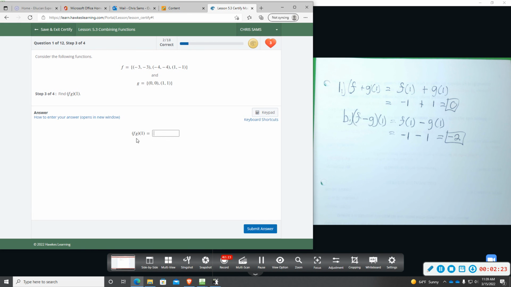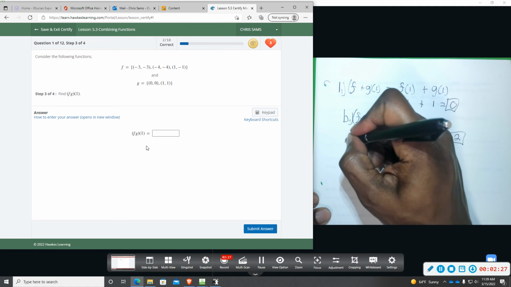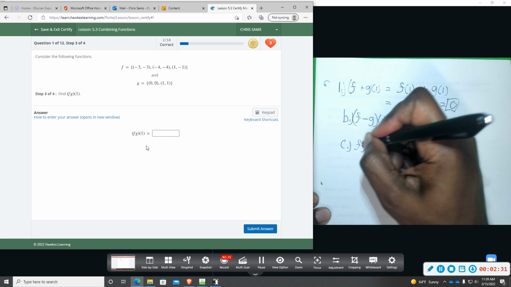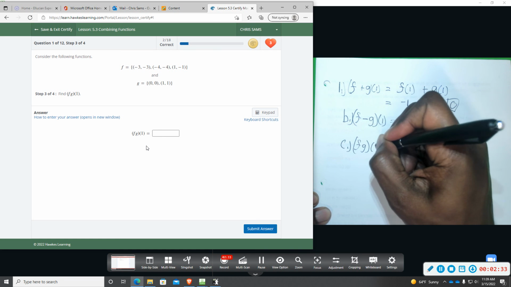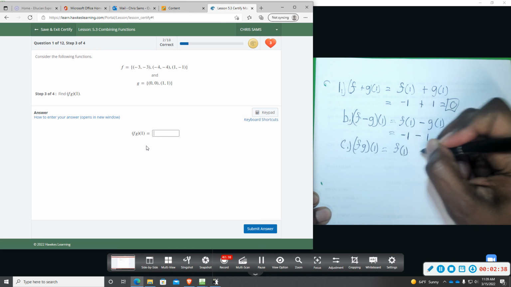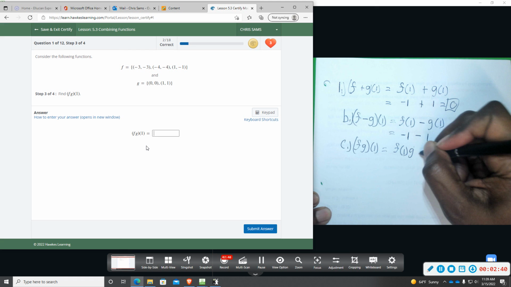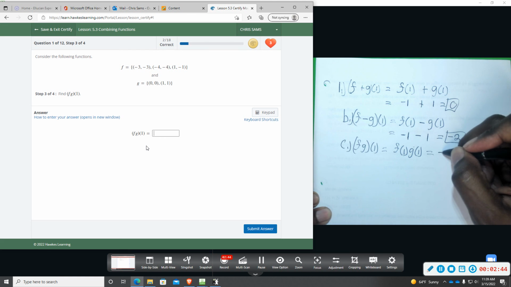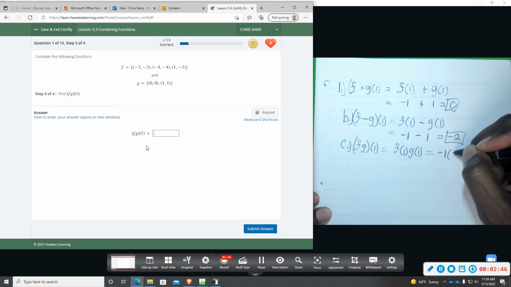All right, this time we're going to be multiplying them together. So f times g of 1 is the way we read that. That equals f of 1 and then g of 1 like this, which equals -1 times 1, which is just -1.